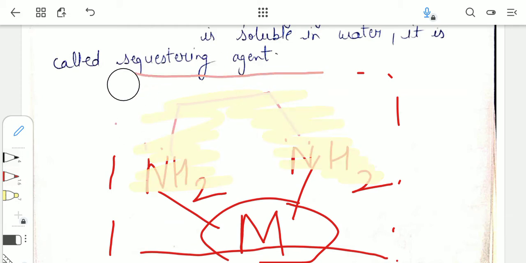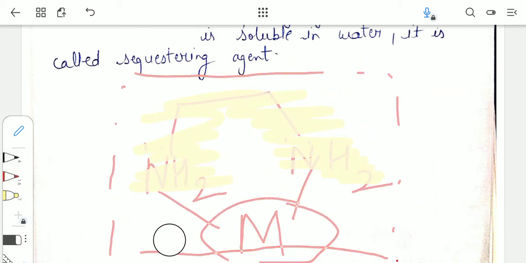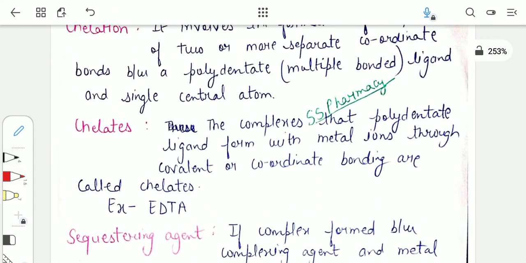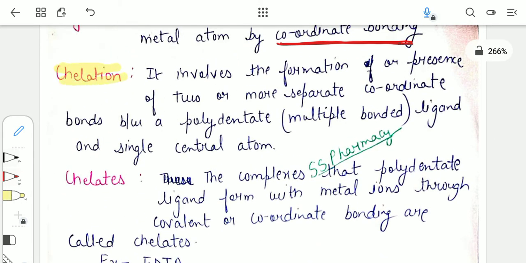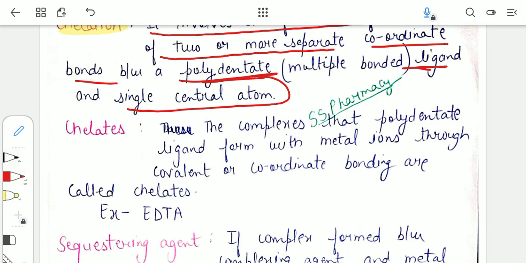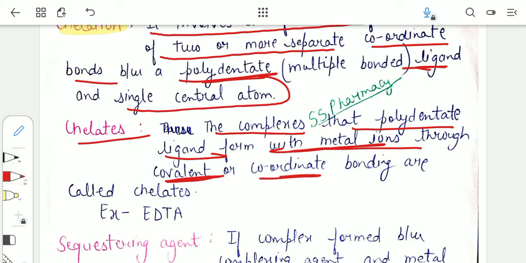So I hope this is clear to you, that whenever there is a ligand with more than one site with which it can form a bond with the metal ion, that process is known as chelation, in which the polydentate ligand forms a bond with the metal ion, and the complex formed after the bond formation is known as a chelate. Okay, so I hope this definition is clear to you. Now let us read it out. Chelation involves the formation or presence of two or more separate coordinate bonds between a polydentate ligand and a single central atom. Now what is a chelate? The complexes that a polydentate ligand forms with the metal ion through covalent or coordinate bonding are known as chelates.